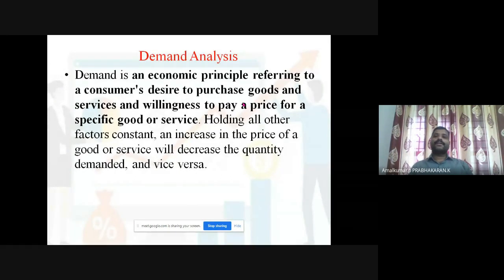Holding all other factors constant, an increase in the price of a good or service will decrease the quantity demanded, and vice versa. So demand is a desire backed by ability and willingness to pay for a particular good or service. That is an inverse relation. Price and the quantity demanded have an inverse relationship.